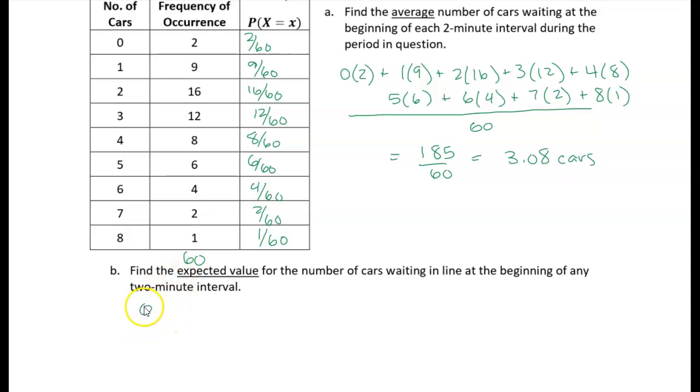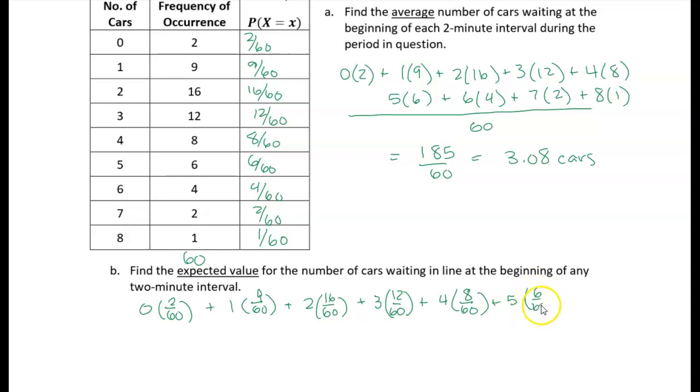So we had the 0 outcome, and its probability was 2 out of 60. The outcome of 1 car waiting in line, its probability is 9 out of 60. 2 cars waiting in line, we have 16 out of 60 as its probability. 3 cars waiting in line, we have 12 out of 60. Now, I know I can reduce those fractions, but I'm not going to because it'll make my computation easier. We had 4 cars waiting in line, with a probability of 8 out of 60. We had 5 cars waiting in line, 6 out of 60 times.